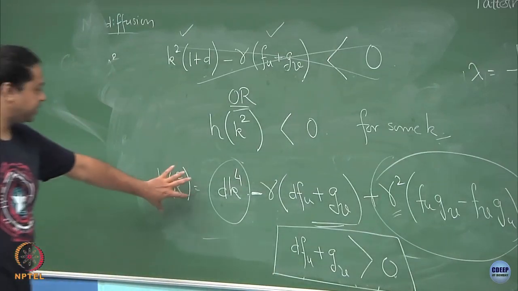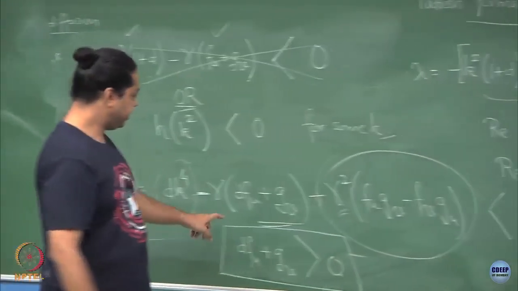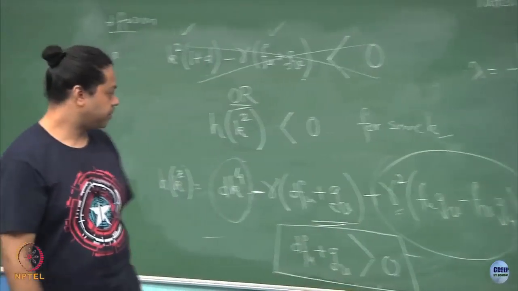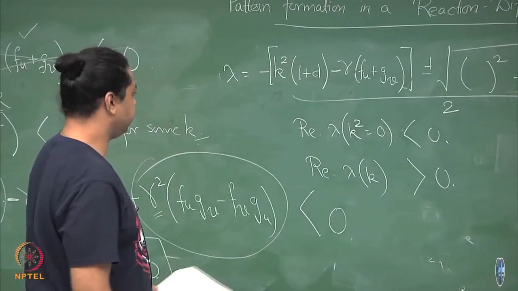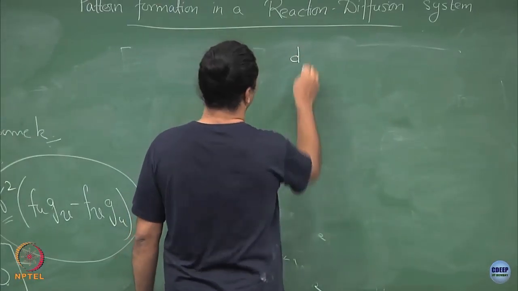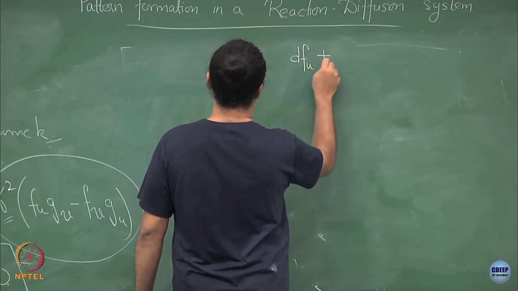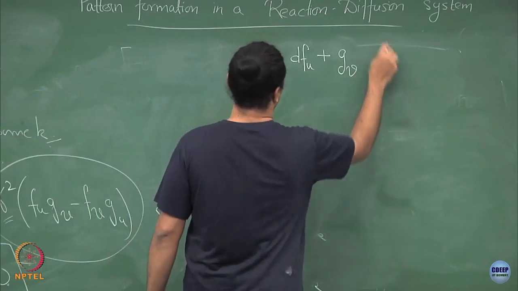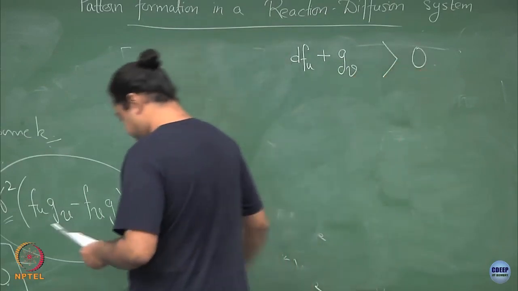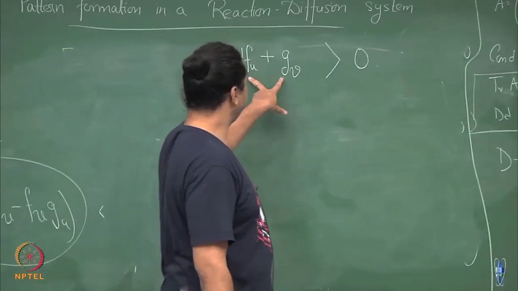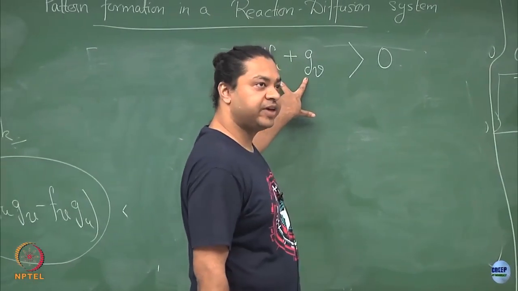The only way you can make h k square less than 0 is if this term d f u plus g v is a positive term. Now, let us think about what that means. So, I have this condition now, d f u plus g v is greater than 0. Can you have f u and g v both to be of the same sign?